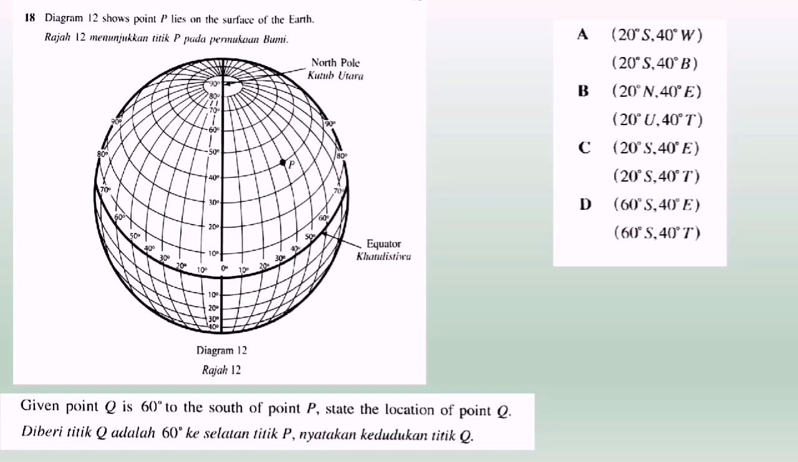Question number 18. Diagram 12 shows point P lies on the surface of the Earth. Given the point Q is 60 degrees to the south of point P. State the location of point Q. First we need to find the location of point P. The location of point P is 40 degrees above the equator, so 40 degrees north. And this is the Greenwich meridian. Point P is on the right hand side of the Greenwich meridian, so at the east. So from here we can see this is 40 degrees east.